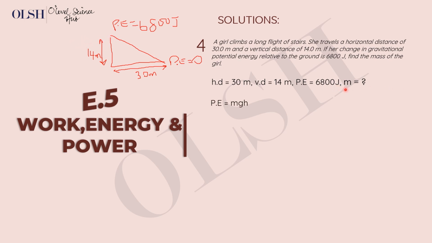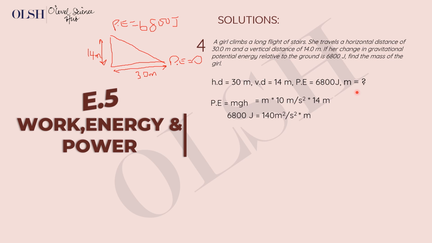We have to find her mass, so we use the formula potential energy equal to mgh. Okay, so we have the potential energy, we have the gravity, we have height, and we have to find mass. So we know that height in this case is the vertical distance, which is 14 meters. So we bring that into the equation. We have m times 10 meters per second squared times 14 meters.